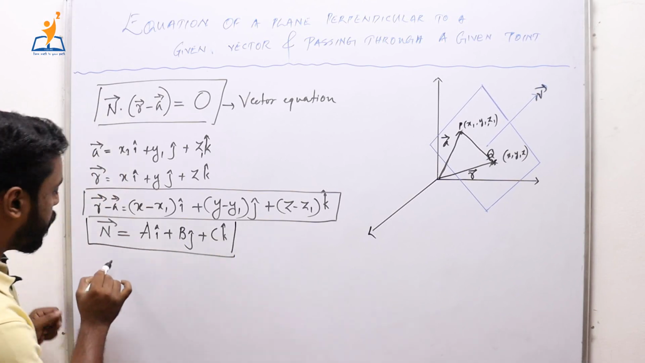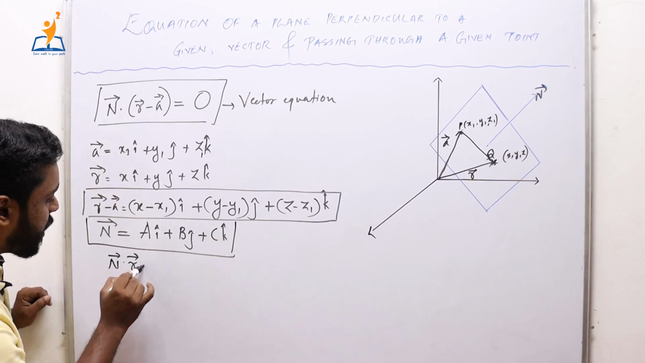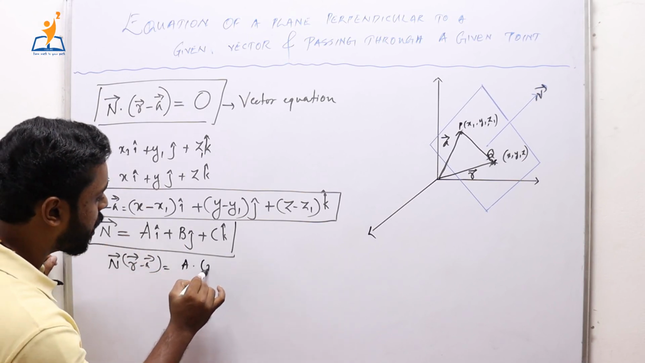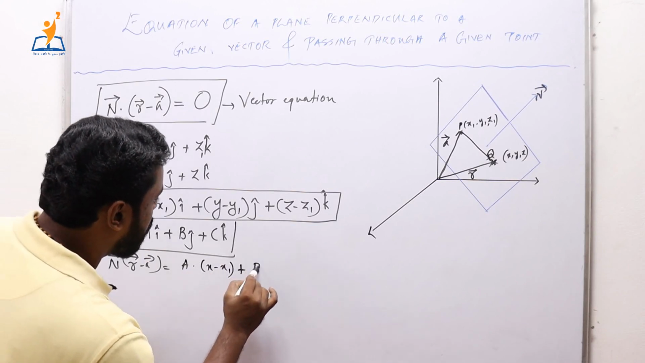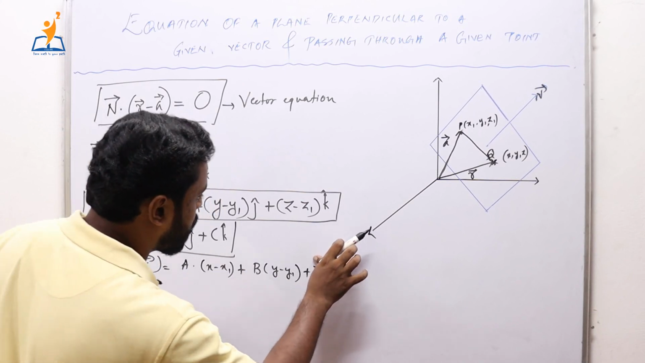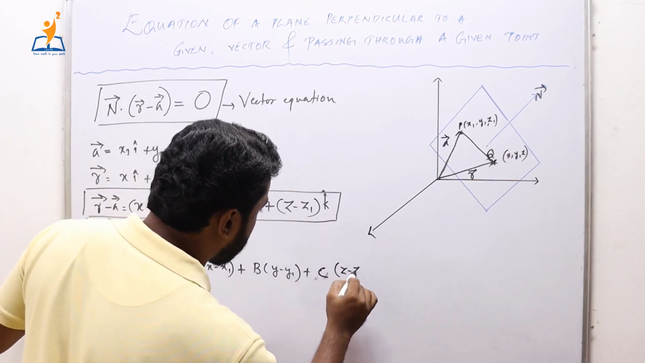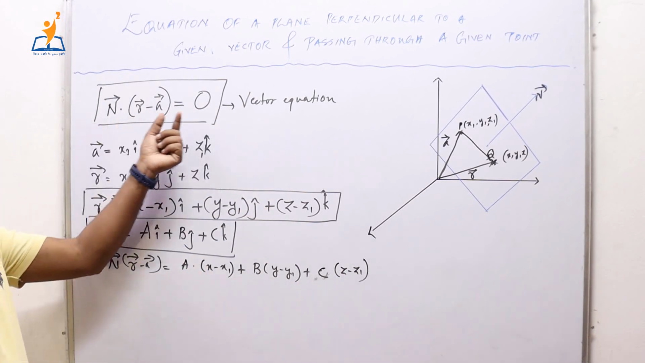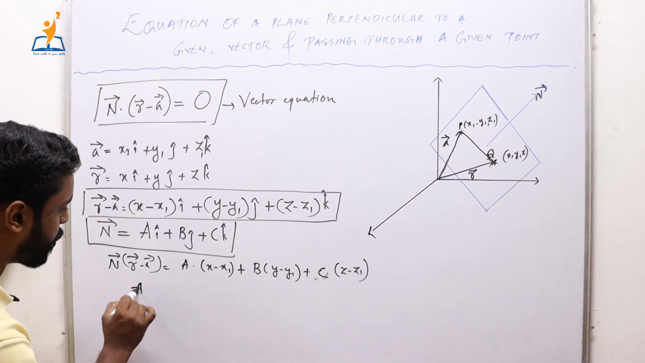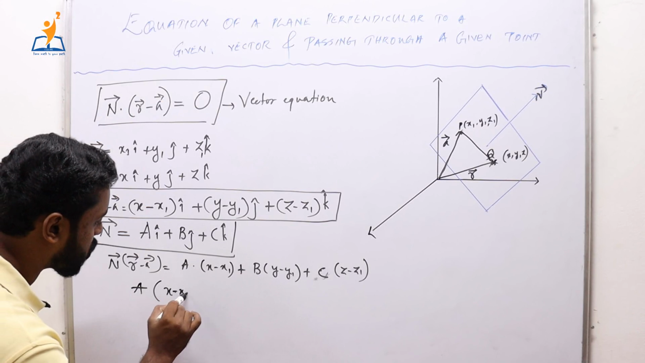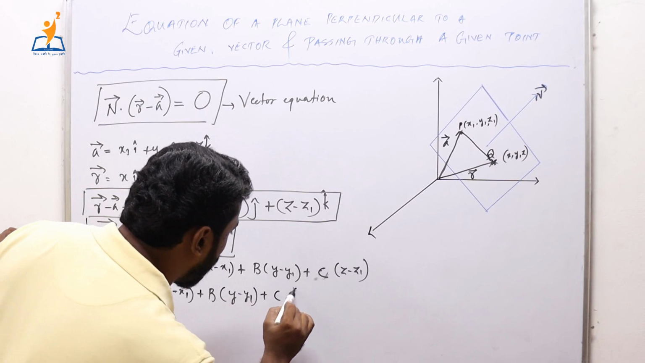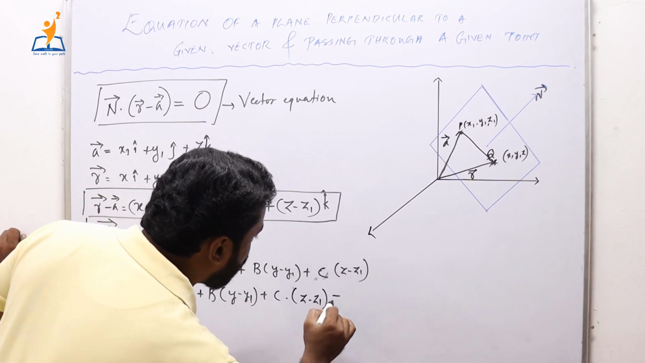Therefore, we have n dot (r minus a) is nothing but a into (x minus x1) plus b into (y minus y1) plus c into (z minus z1), isn't it? Now what is the equation? Vector equation n dot (r minus a) must be equal to 0. Therefore the Cartesian equation must be a(x minus x1) plus b(y minus y1) plus c(z minus z1) equal to 0.